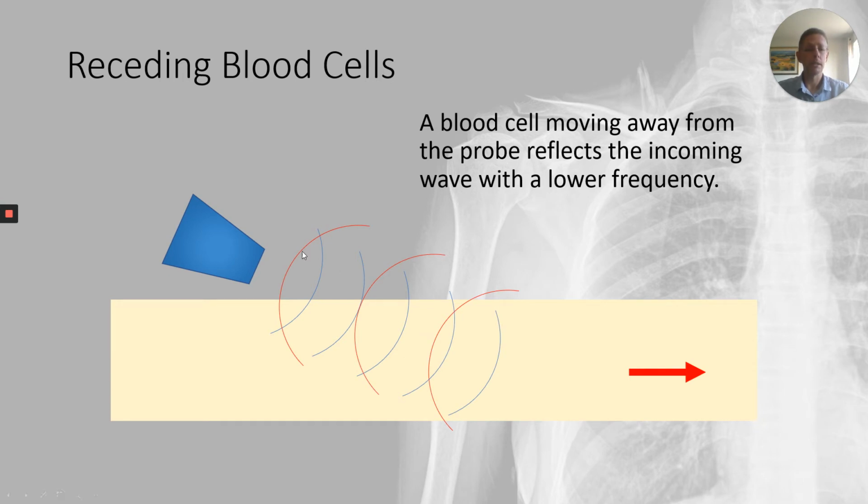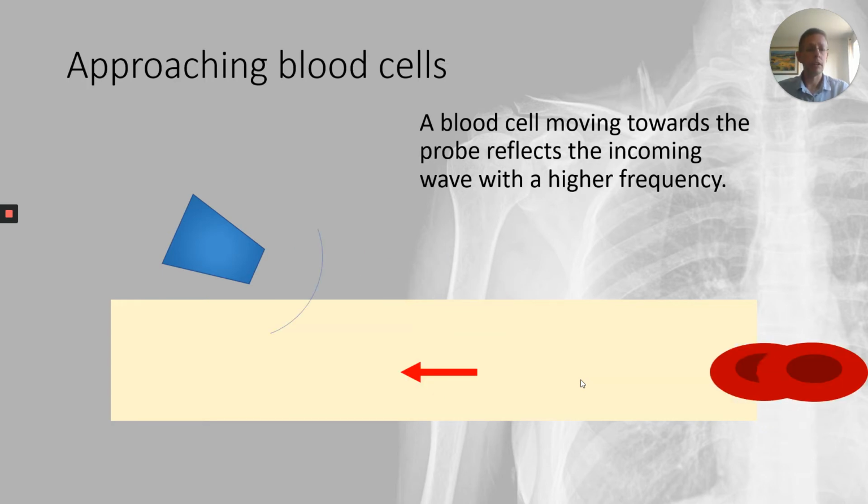And that is because as the waves come in at their set frequency, one wave will bounce off a red blood cell, but when the second wave comes to bounce off, the red blood cell has moved a little bit further away, and therefore the reflection is delayed ever so slightly, which means that the second echo is a little bit further away from the first echo. The wavelength has increased and the frequency has gone down.